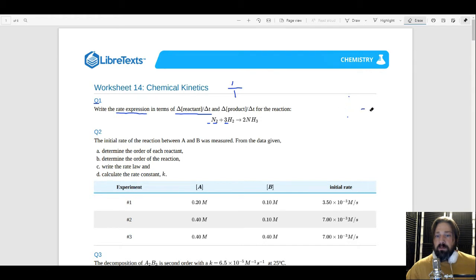All right. For ammonia, it's going to be positive 1 over 2 times the change in concentration of ammonia over change in time. And that is going to be all of those.